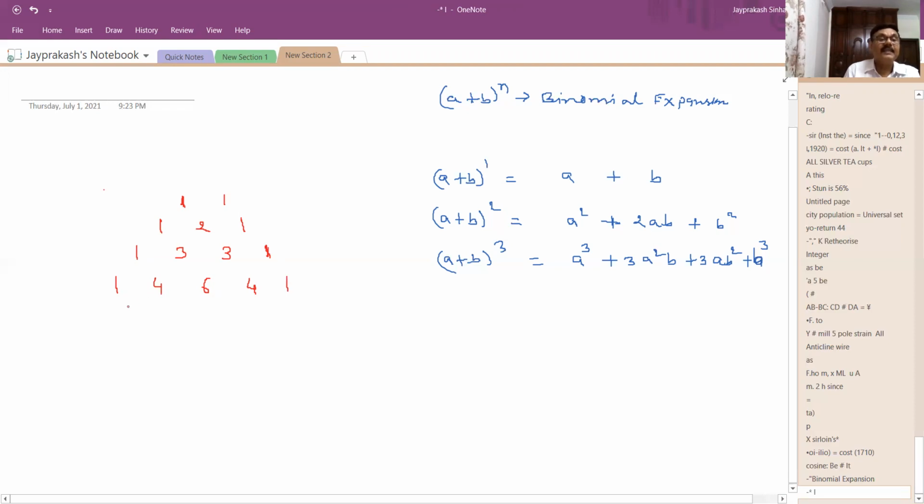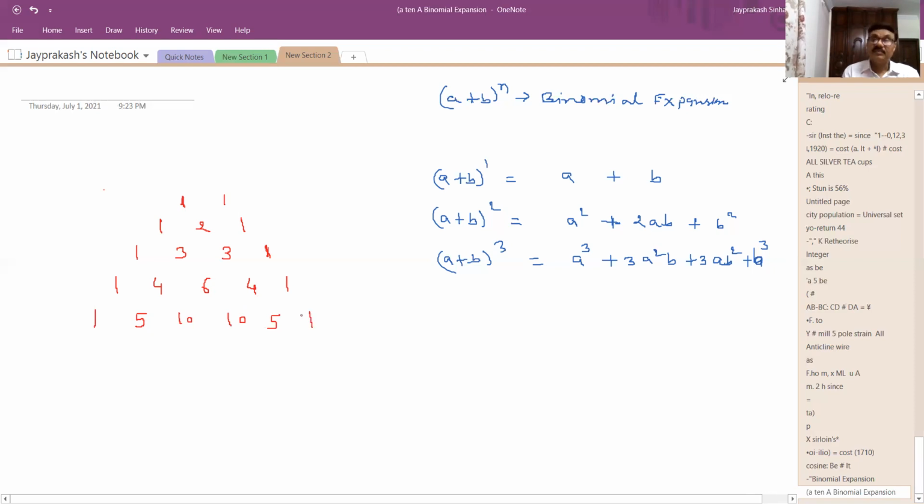Similarly, for a plus b to the power 5. Add these two numbers, 1 plus 4, right in the middle, 5. Add these two numbers, 4 plus 6, right in the middle, 10. Add these two numbers, 6 plus 4, 10. 4 plus 1, again add this and write right in the middle. Now increase this diagonal, write it here. For the leftward diagonal, 1. For the rightward diagonal, 1.